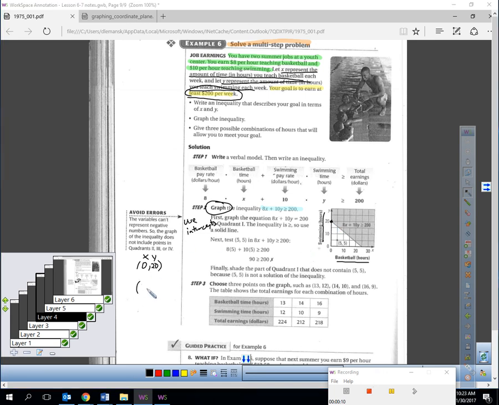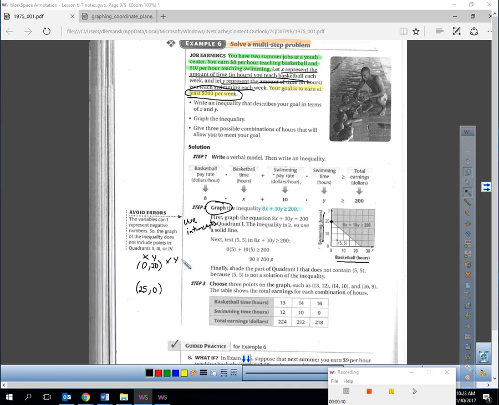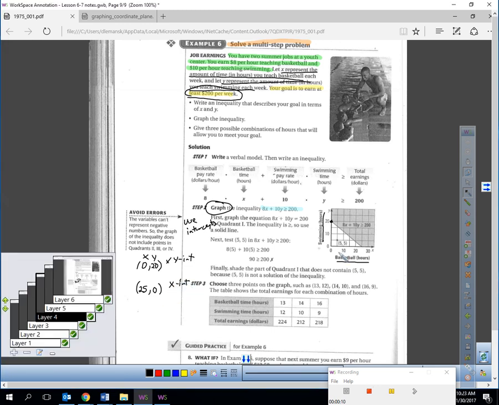Okay, now, what if y is 0? Let's put a 0 in for y, which would make this nothing. 8 times what equals 200? Well, 8 times 25 is 200. So this is my y-intercept here, and here's my x-intercept. So let's go graph 0, 20 and 25, 0.